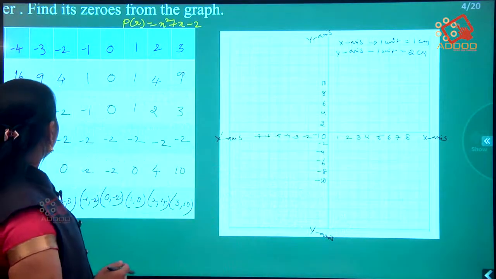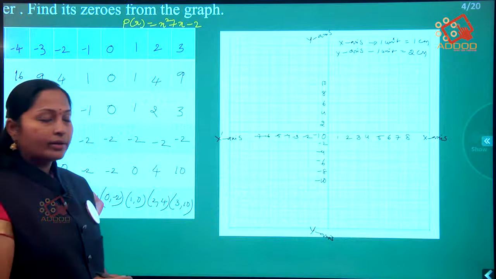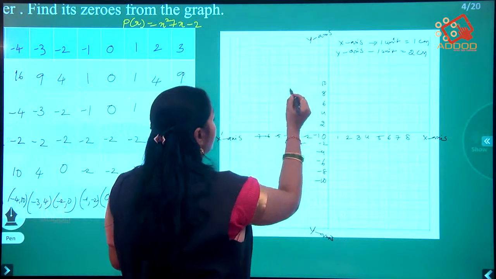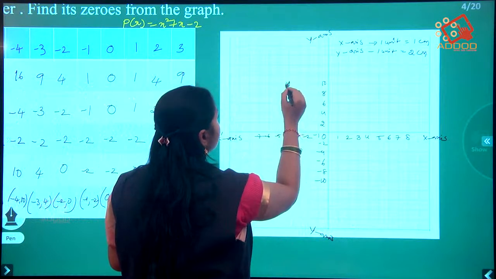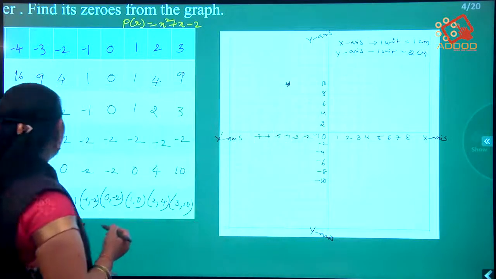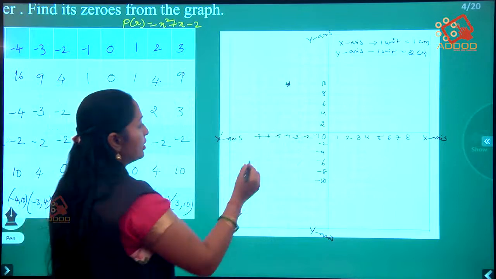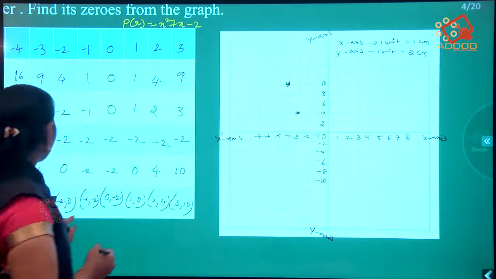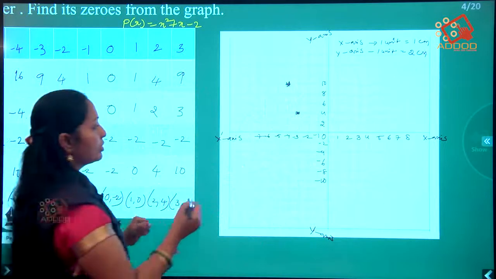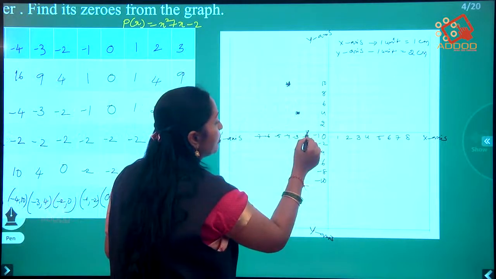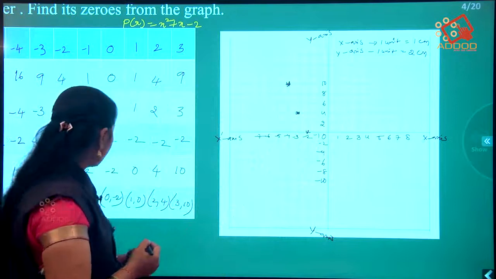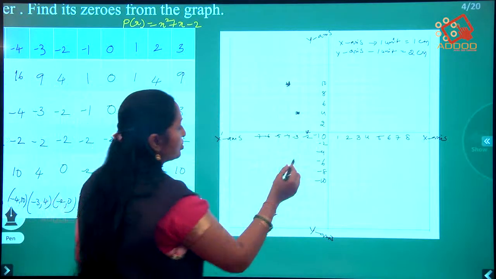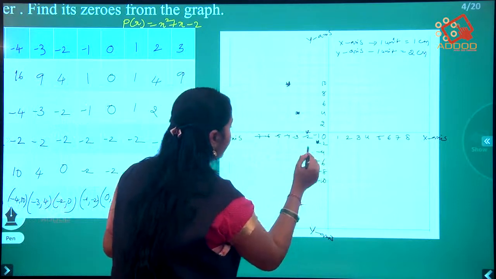Now see, the first point is minus 4 comma 10. So minus 4 comma 10 is here. Then after that minus 3 comma 4. Minus 3 here, 4 is here. Then minus 2 comma 0. So the y coordinate is 0, the point is on the x-axis. Now minus 1 comma minus 2, the point is here.